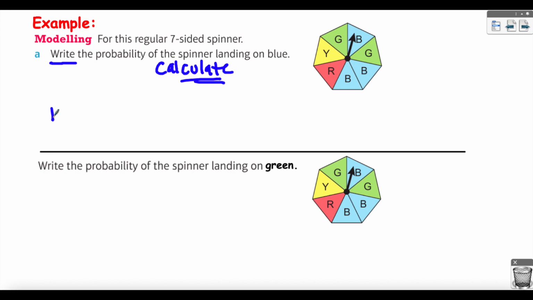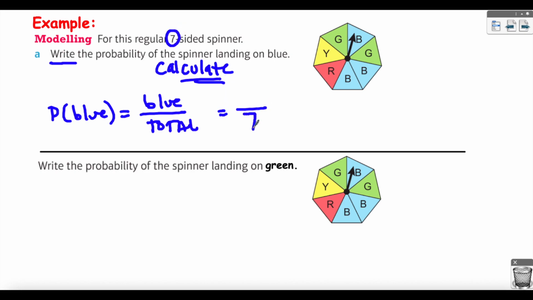So if we want to find the probability of blue, we want to know how many blues there are out of the total outcomes. First of all, we were told it's a 7-sided spinner, so we know there's a total of 7. So out of 7, how many blues are there? 1, 2, 3. Can I simplify 3 over 7? Doesn't look like it, because they're both prime numbers and they don't have a common factor of either prime number. So my final answer would be 3/7.